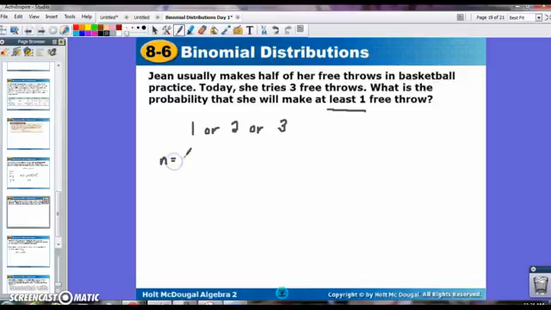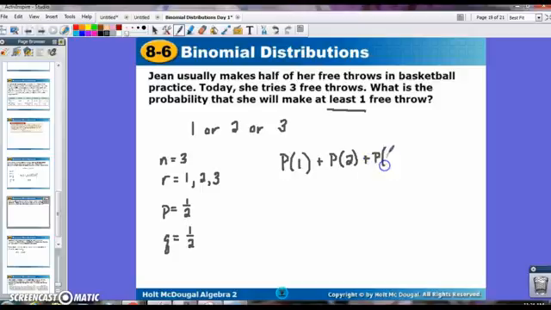Now, our values here are still going to be the same. We have n is equal to 3, that's our number of trials. In this case, R is going to be 1, 2, and 3, because we have all 3 cases we have to consider here. Our probability of success is still 1/2, and our probability of failure is also still 1/2. So what we're doing is the probability of her making exactly 1 plus the probability of her making exactly 2 plus the probability of her making exactly 3. To make at least 1, she's going to make 1 or 2 or 3. So all we're going to do is add these 3 probabilities together.